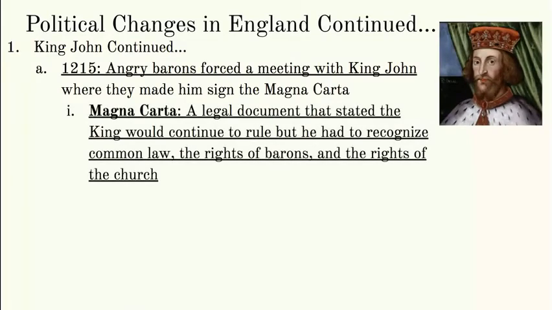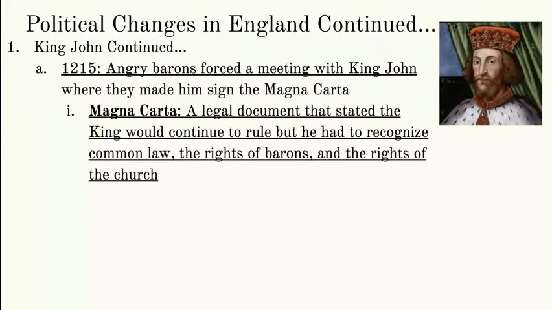So the Magna Carta is a legal document in England that basically says the king will continue to rule the country, right? The king will have the right to reign over England, but he has to recognize common law. He has to recognize those laws Henry II has created. He has to recognize that laws exist. He has to follow them. He also has to recognize the rights of barons, the rights of the nobles, right? So the nobles have traditional rights and the king has to respect them. And then lastly, he has to recognize the rights of the church.